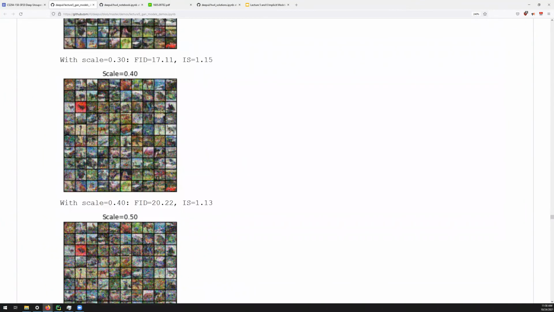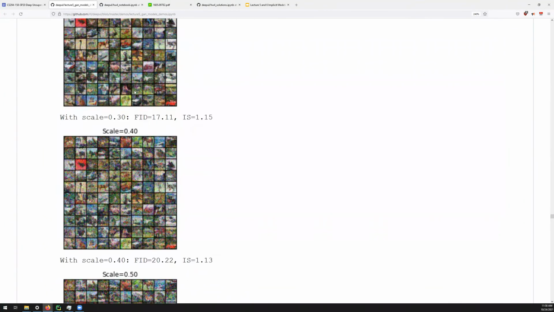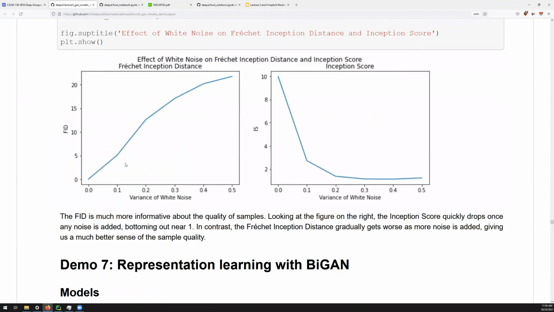Yep, and there's more experiment with adding white noise. So if you add white noise, then the Frechet inception distance obviously increases because there's more entropy. It increases because, yeah.